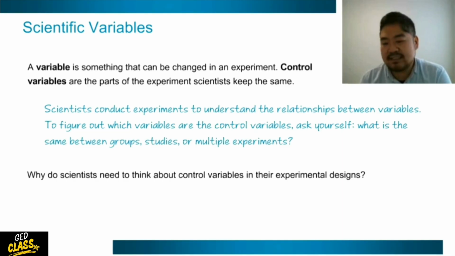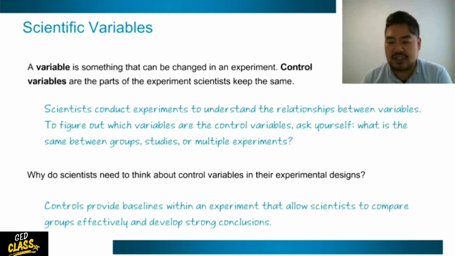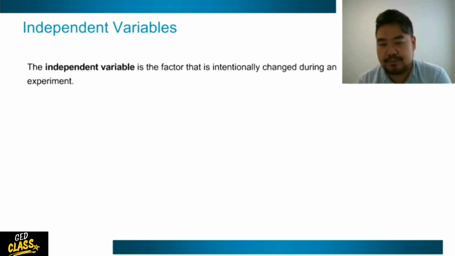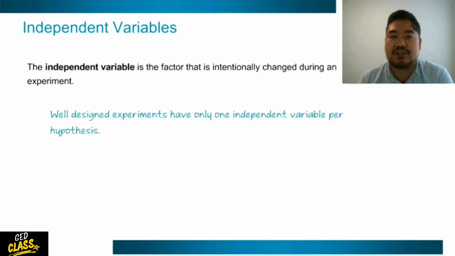So why do scientists need to think about control variables in their experimental designs? Controls will give the baselines. So if you have baselines, you're able to make comparisons more effectively and develop stronger conclusions. Now, independent variables are the factors that are intentionally changed during an experiment. And for a really well-designed experiment, there should never be more than one independent variable per hypothesis.